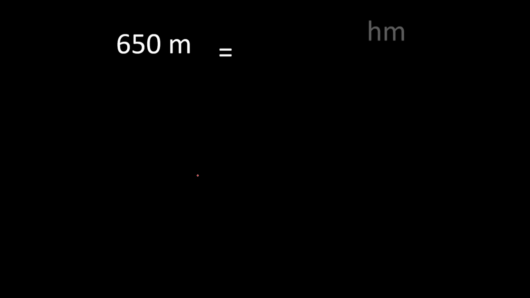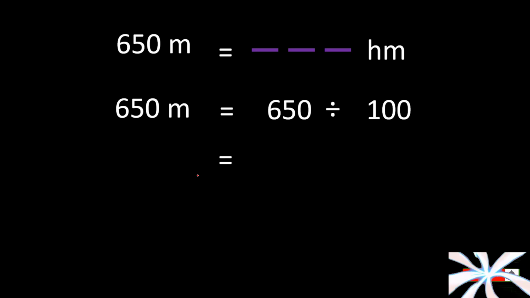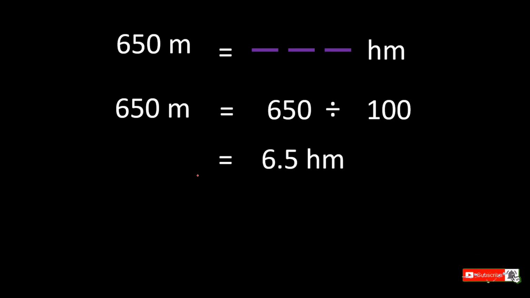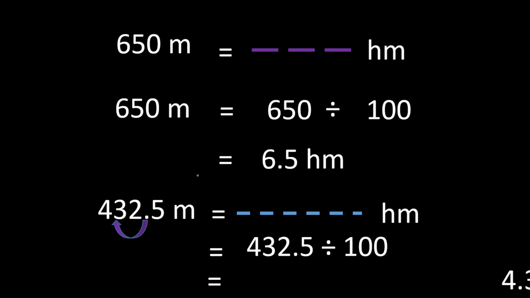650 meter equals what? Hectometer. So you can here divide by what? Can you remember? Divided by 100. So it will be 6.5 hectometer. 432.5 meter equals what? Hectometer. Just we can divide here by 100. So we will move the decimal point to the left because we divide. How many digits? 2 digits to the left. So it will be 4.325 hectometer.